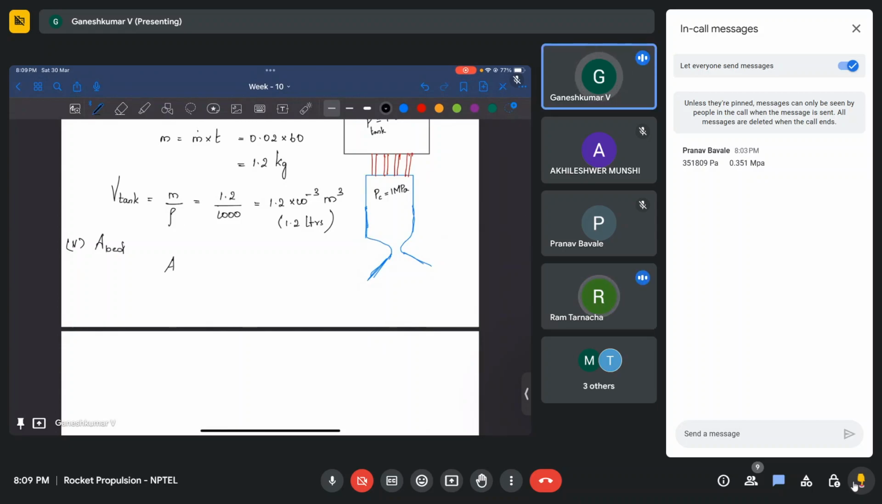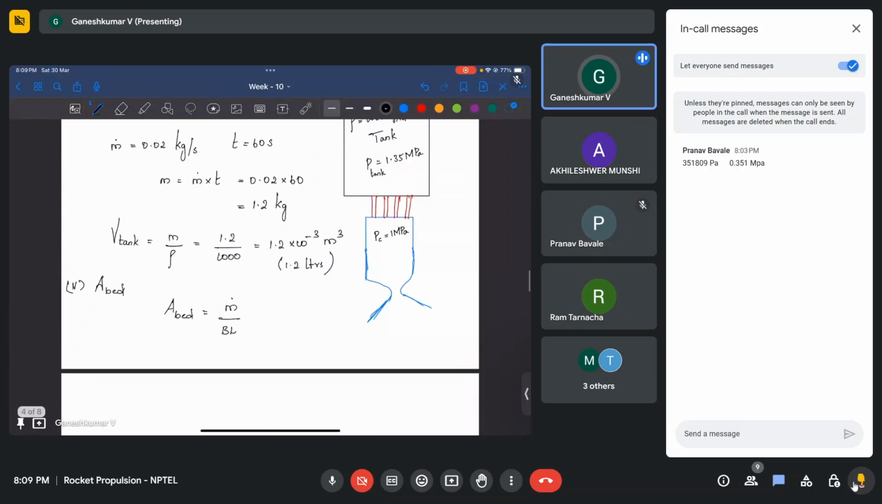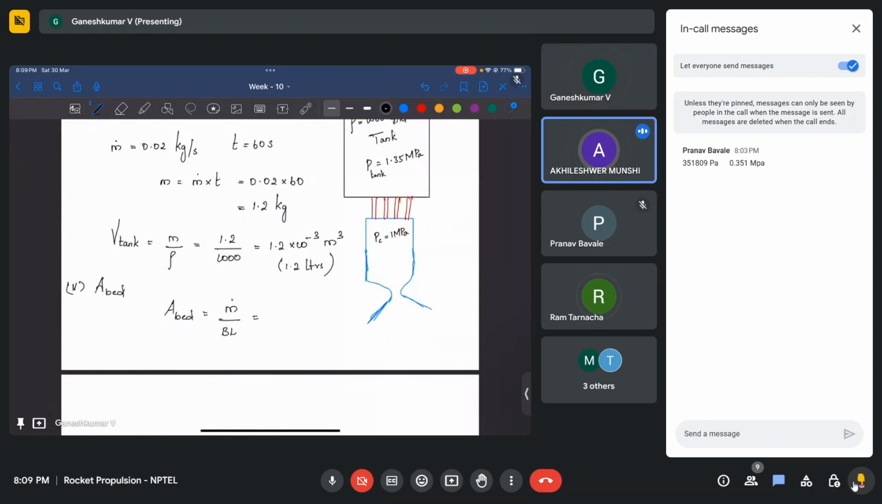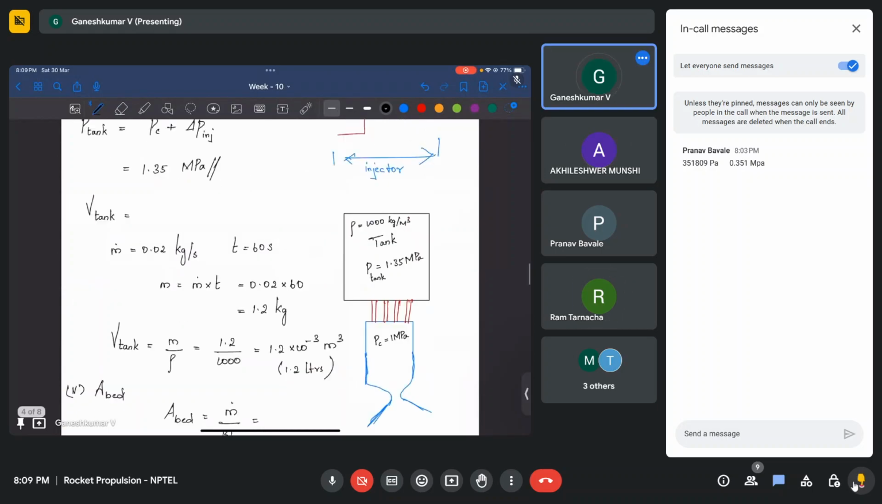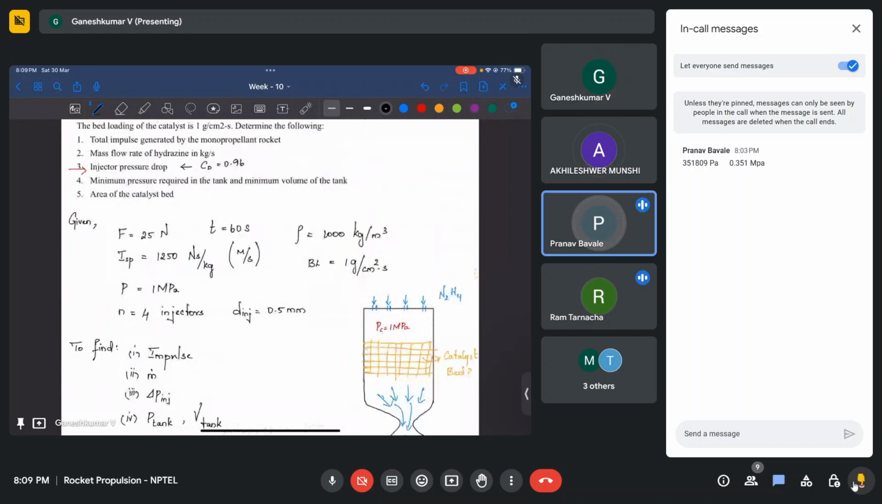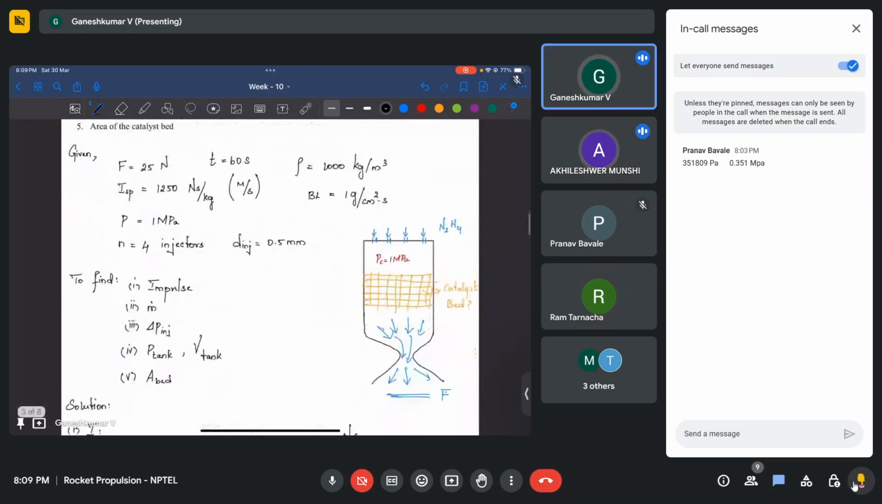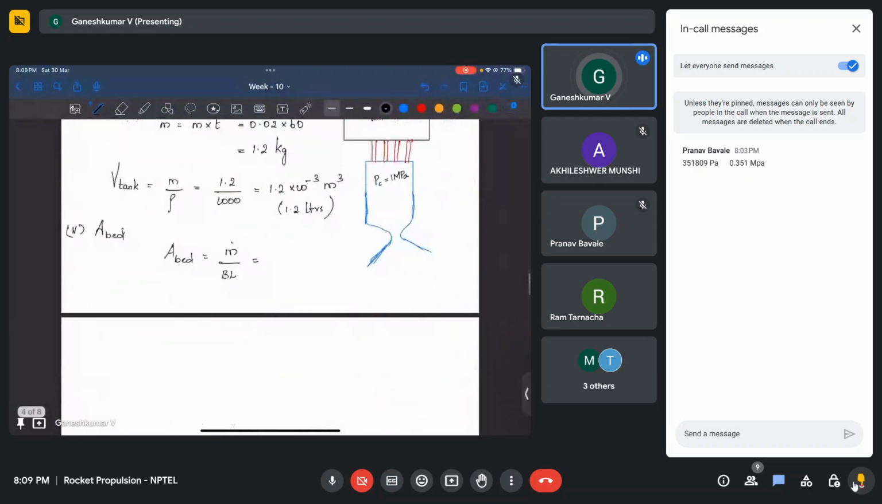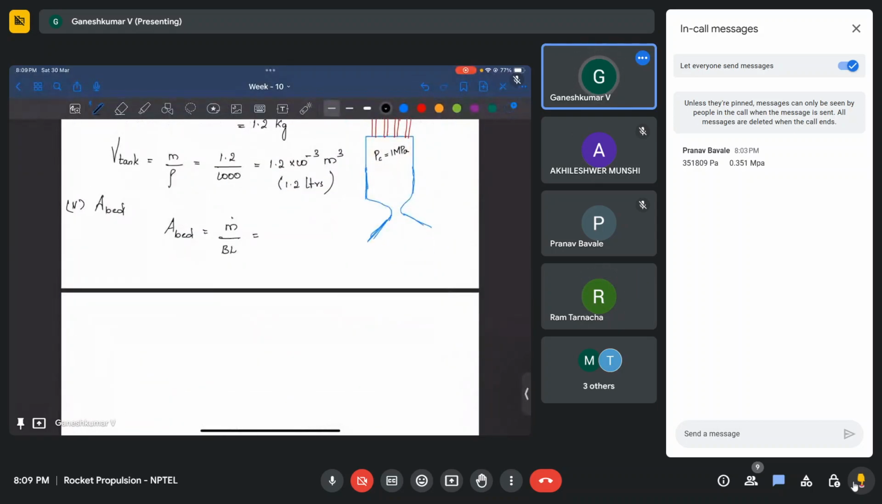So the area of the bed is going to be the mass flow rate divided by the catalyst bed loading ratio. I forgot that value. The bed loading ratio is 1 gram per centimeter square second. You have to convert the mass flow rate into grams per second. Either you convert gram and centimeter to meters, or we can find the bed area in terms of centimeters.